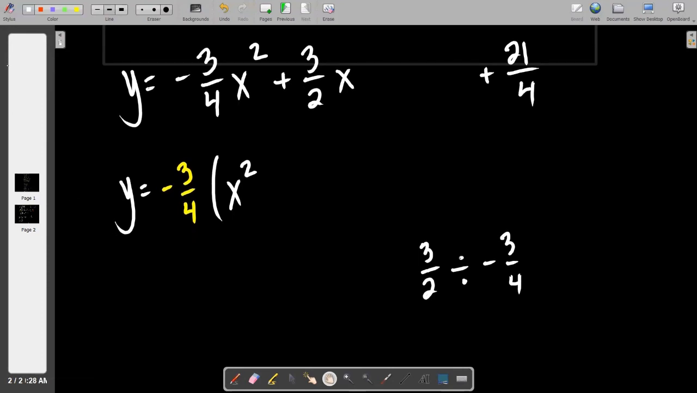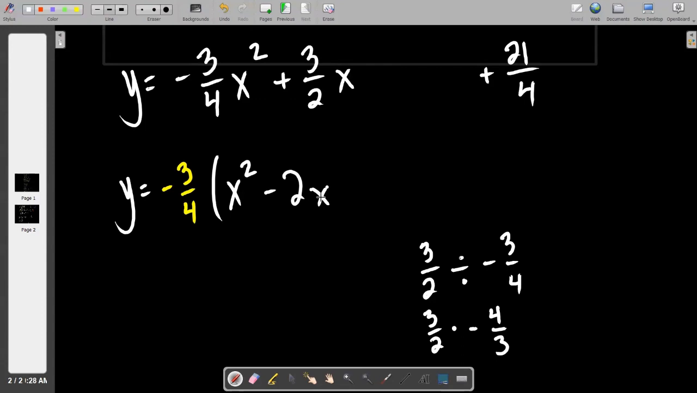So we're going to copy dot flop. We're going to leave the 3/2. We're going to change the division to times. We're going to leave it as a negative, but we're going to flip over the 4 and the 3. The threes cancel. -2. So I write -2x.